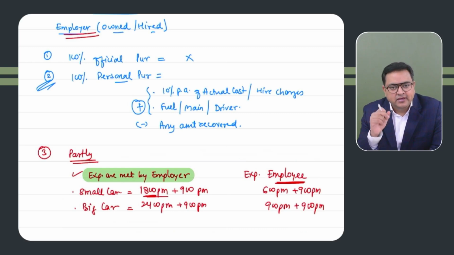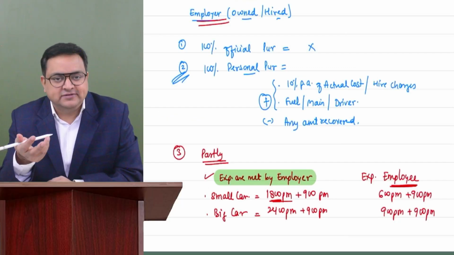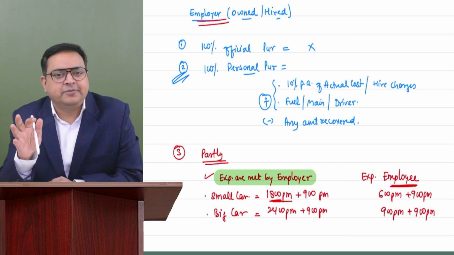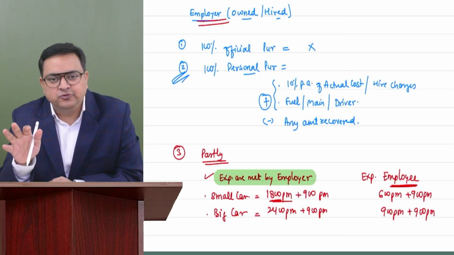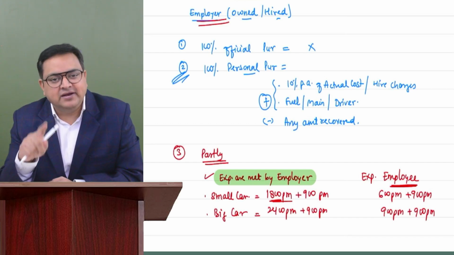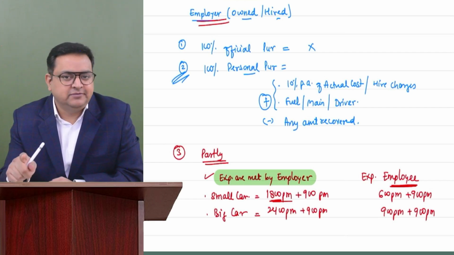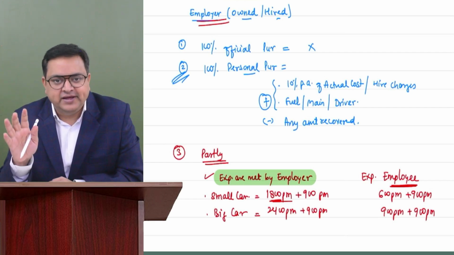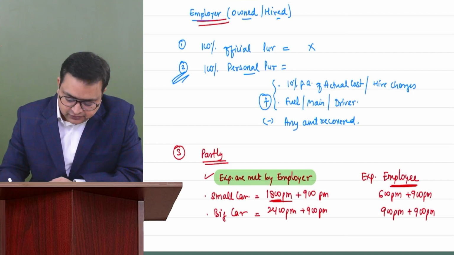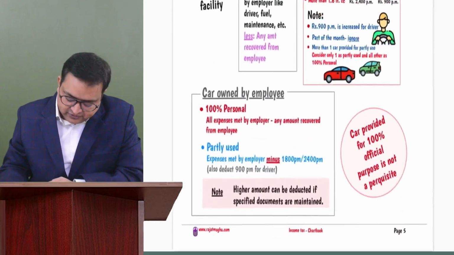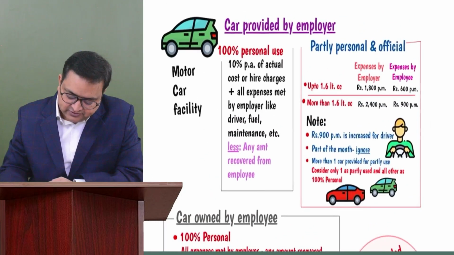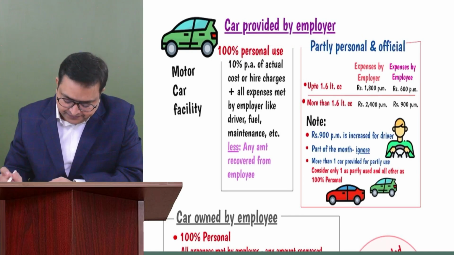Got it? Okay. One more thing, which is not that important, but still, if more than one car is provided to the assessee, and they are both partly used for personal and official purpose, then only a maximum of one car can be taken as partly used, and the other car will be taken as 100% personal use. Then you have to take it accordingly. Got it? So this is the motor car perquisite value, car provided by the employer.